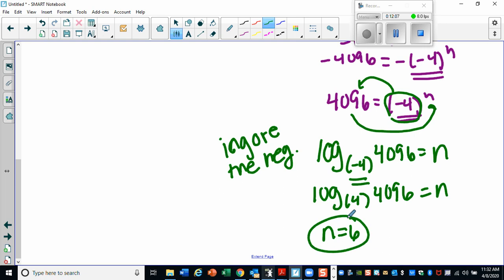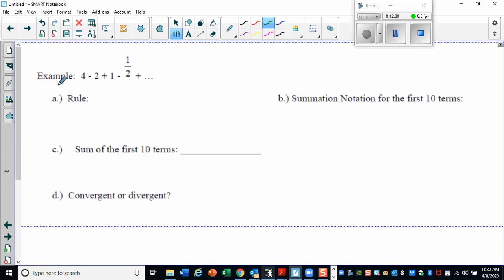Now, if you have an older graphing calculator, you might have to use the change of base formula. Your calculator doesn't naturally allow you to change the base to 4 from 10. So remember, your change of base formula is just the log of whatever is on top, the 4096, divided by the log of the base, which in this case is 4, and that will also give you 6 for your answer. All right, and for your next video, this is your next example. I'd like you to try it, and in the next video we'll go over the answer.